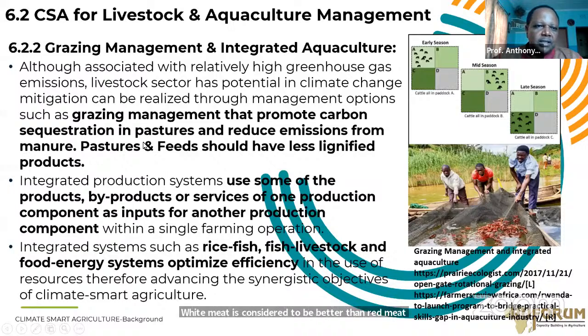So let us look at those. We change our diets, eat more vegetables, eat more white meat, and we will also contribute towards mitigating emissions of greenhouse gases. And of course, the livestock, you should feed them with the right kind of feed systems. So integrated systems such as rice, fish, livestock, food energy systems optimize efficiency in the use of resources, therefore advancing the synergistic objectives of climate smart agriculture.